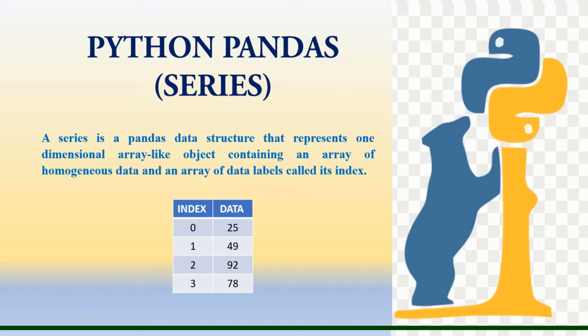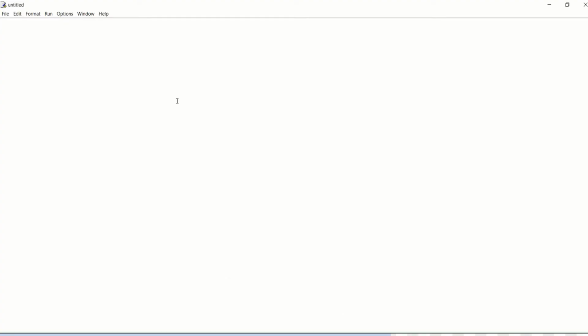Now to begin with, we will start writing our first code: how to create a series in pandas. So let's begin by opening IDLE Python. Okay, we'll first create our series. We are writing the comment line: create series using list. The code for this begins with importing the pandas library in our program using the import pandas statement.